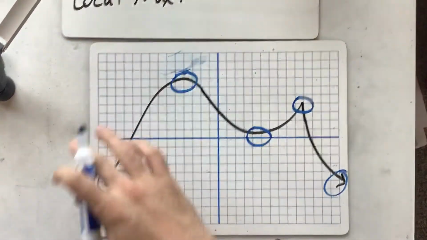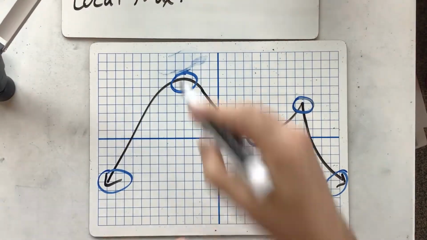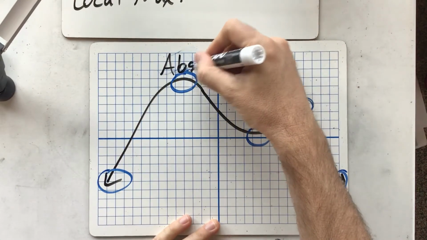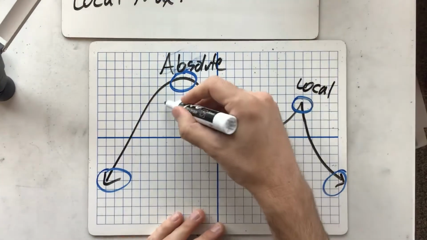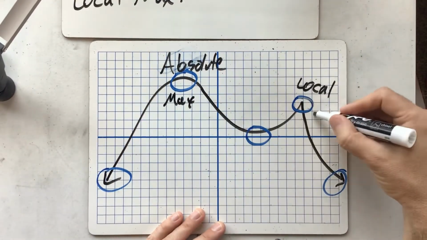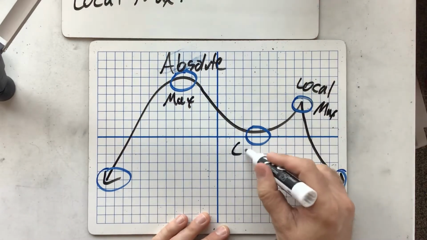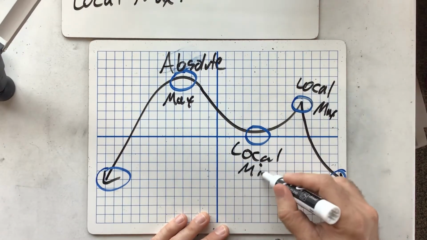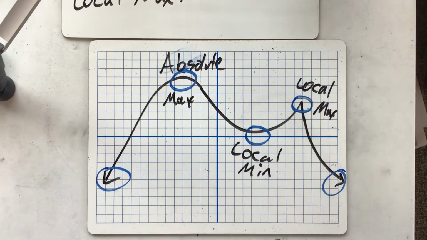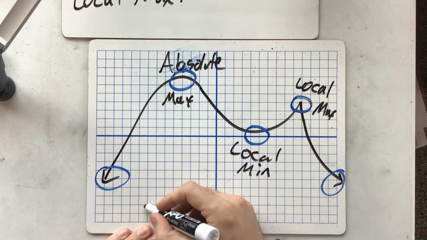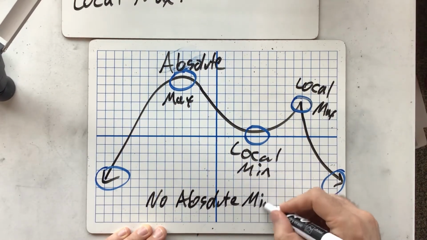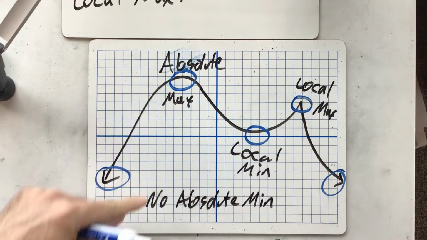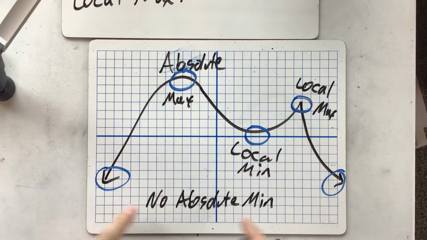This is the absolute max. And this is the local max. This one is a local minimum. And for the absolute minimum, I guess you could say negative infinity, but we would probably just say there's no absolute minimum. So you can have absolute maximums and mins, but you don't have to.